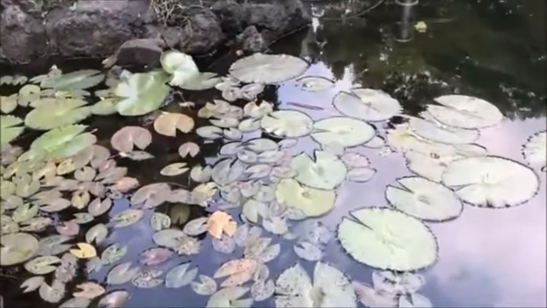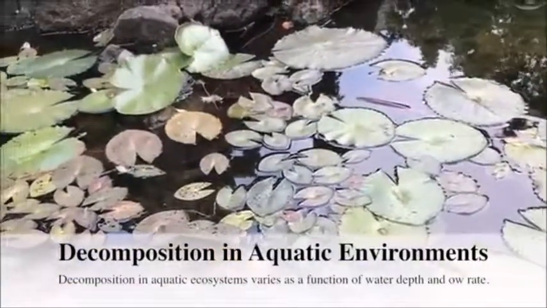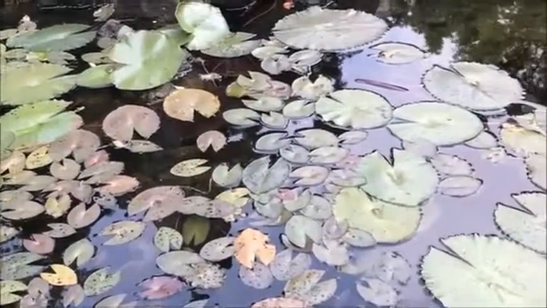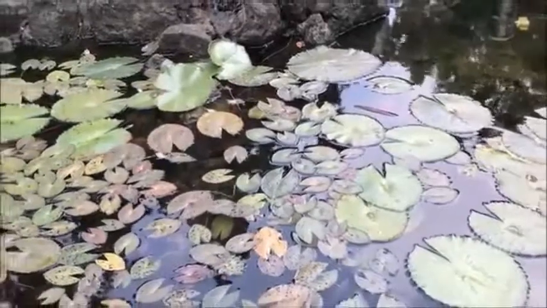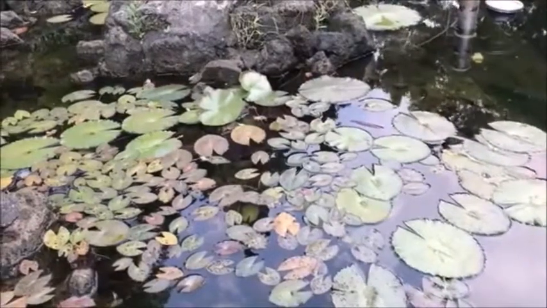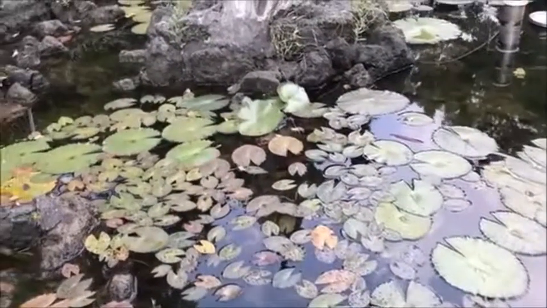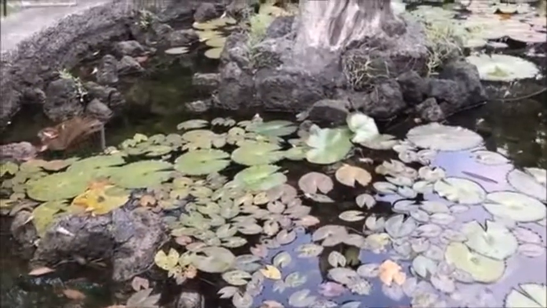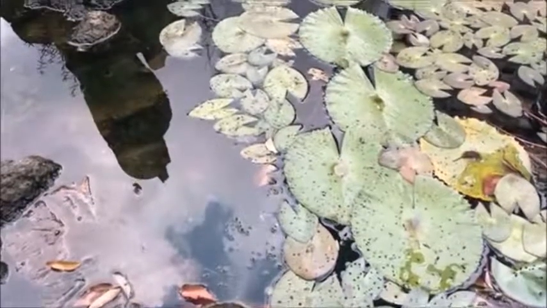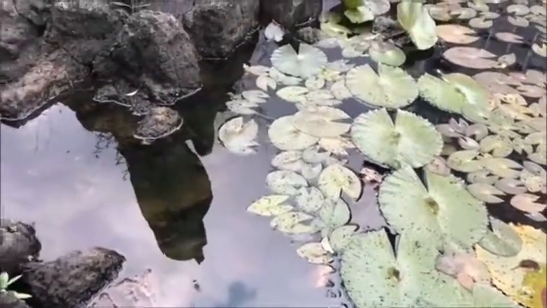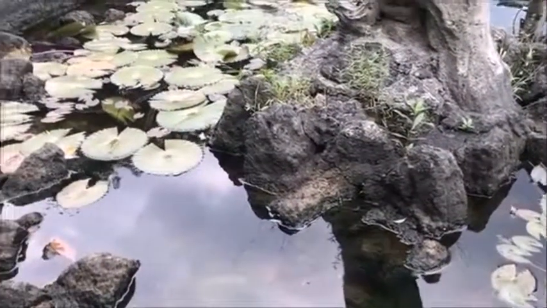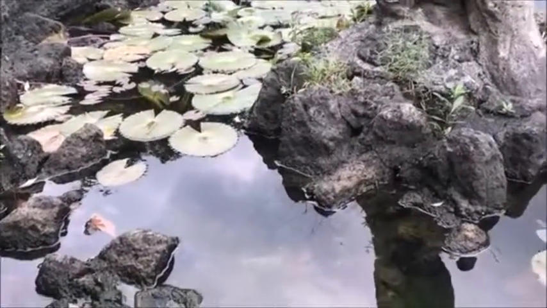Decomposition in aquatic ecosystems varies as a function of water depth and flow rate. In open water environments, dead organisms and other organic matter, called particulate organic matter, drift downward to the bottom. On its way, the particulate organic matter is constantly being ingested, digested, and mineralized until much of the organic matter is in the form of unique compounds by the time it reaches the bottom sediments. Bacteria decompose organic matter on the bottom sediments using aerobic or anaerobic respiration depending on the supply of oxygen. Dissolved organic matter in the water column also provides a source of carbon for decomposers.